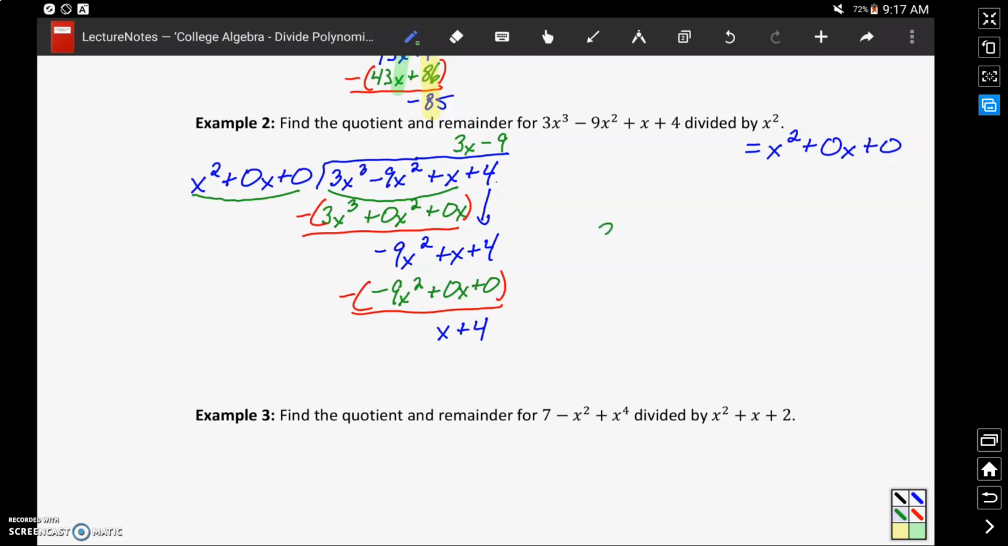So in this case our result is 3x minus 9 with a remainder of x plus 4. Which again we could also rewrite as 3x minus 9 plus the quantity x plus 4 divided by x squared, which is what we were dividing by.